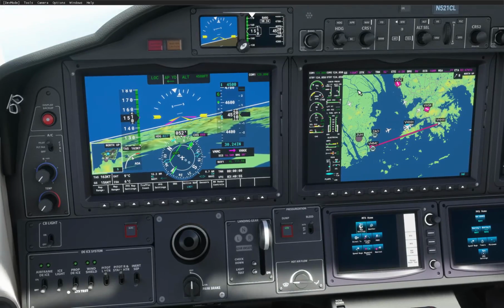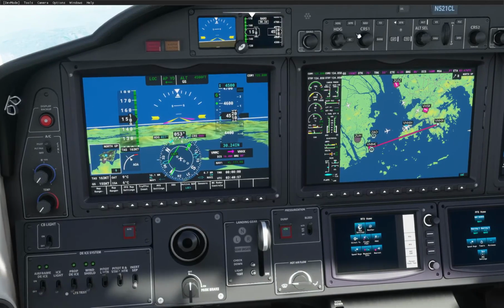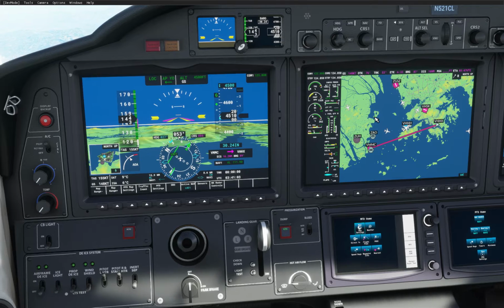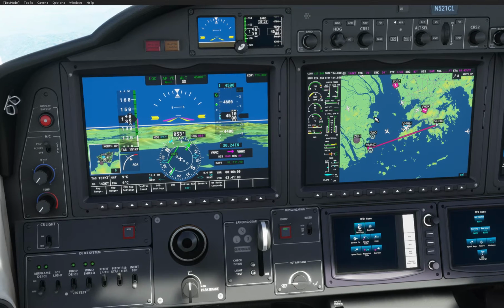The glide slope is alive, so we'll go ahead and go into approach mode. Slow down and configure while we intercept. Localizer is already captured.